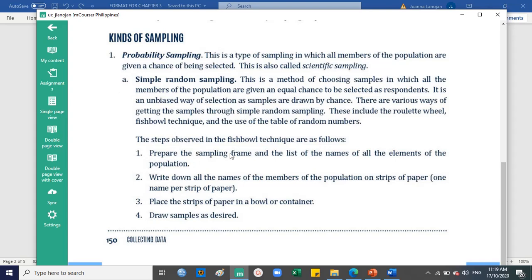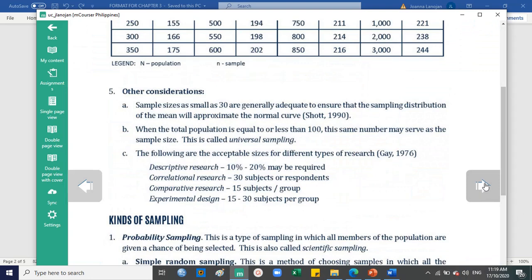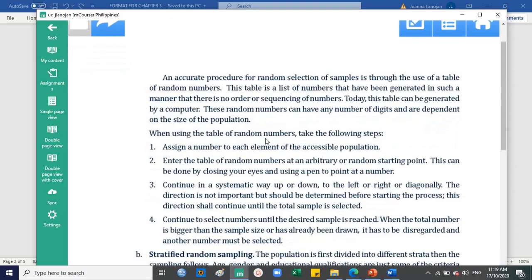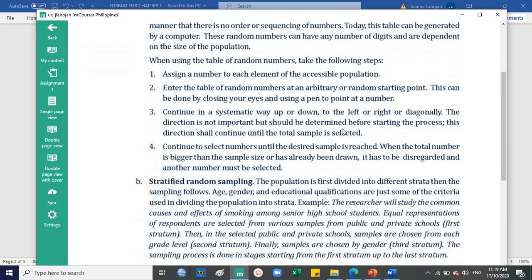You can observe the fishbowl technique as follows. That's how you determine the sample. And when using the table of random numbers, you can take the following steps. You can read that in your book.